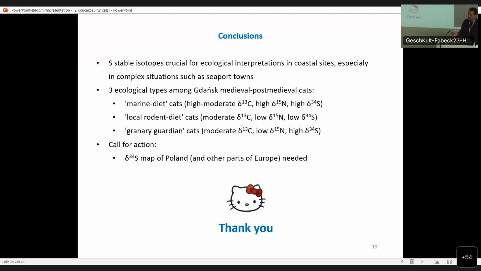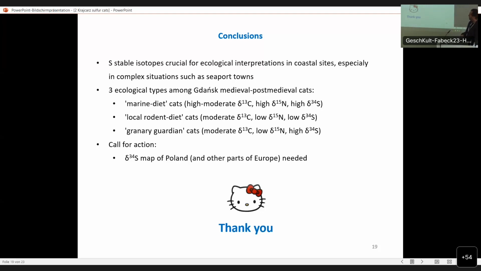So to conclude, what we can see in this case of Gdańsk is that sulfur is crucial to understand the ecology of cats and probably other carnivores, especially in such complex situations like Gdańsk, an urban environment, which is very variable, and which is also a seaport. We can see several types of ecologies of cats in Gdańsk. Without sulfur they are, as you can remember, very clustered, very uniform, but with sulfur we can really see what's going on with them.